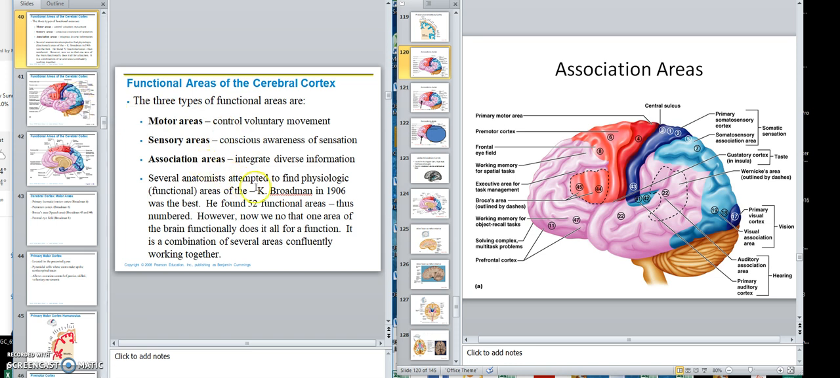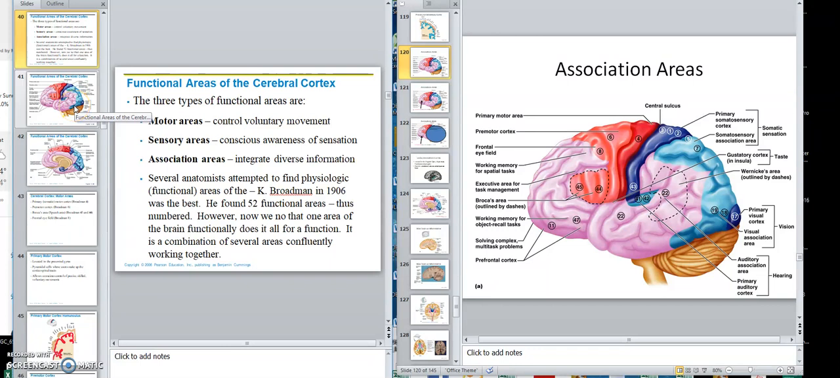And we said that he thought just that one area would do it, but we have found through various scans that several areas light up when something is done. And we find that using a scan that uses a radioactive glucose that will be picked up on this particular scan.